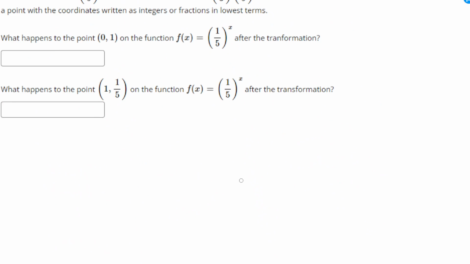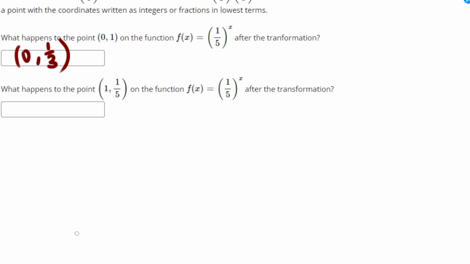The function f of x equals 1/5 to the x is transformed to be f of x equals 1/3 times f of x, times 1/5 to the x. Express your answers as a point with coordinates written as integers or fractions in lowest terms. What happens to the point 0, 1 on the function after the transformation? So again, we're going to be multiplying our y value, so it will turn into 0, 1/3.